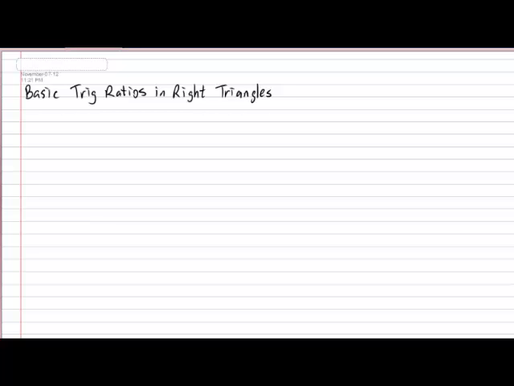Hi everyone. In today's lesson, we'll be taking a look at some of the most basic and most common trig ratios in right triangles. So, in your notebook, please put down today's subtitle, which is Basic Trig Ratios in Right Triangles. There are three trig ratios which come up very often in mathematics.